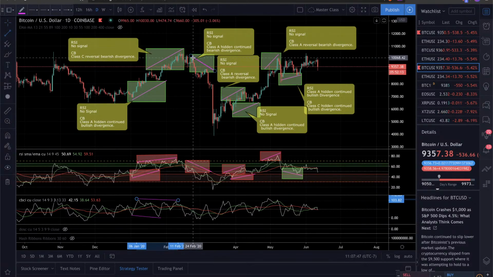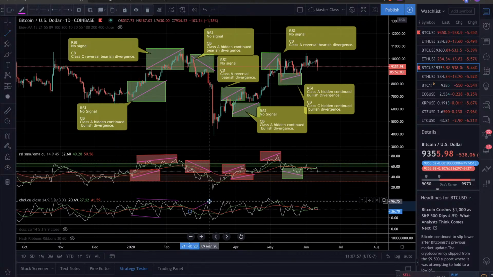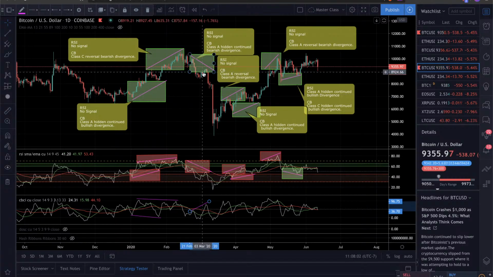Okay, we have these 2 points. RSI again gave no signal, but if you look at the CB index, we had a pretty strong hidden continued bearish divergence. So even though we were getting a little bit of a bounce here and we were getting some movement up, if you watch how quick the CB index rose compared to price action and compared to the RSI, that is a very strong indication that we are going to have that continued bearish move in regards to the downside.